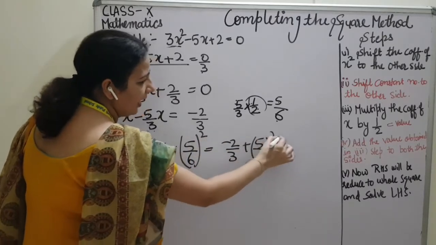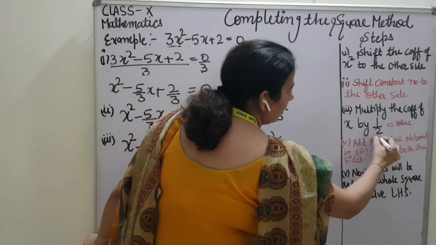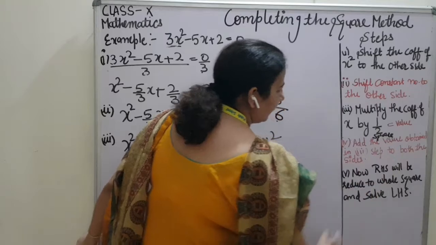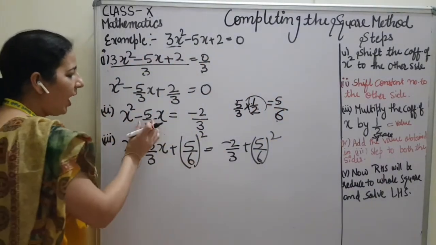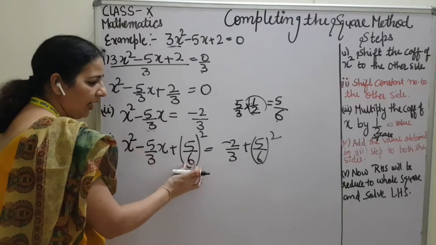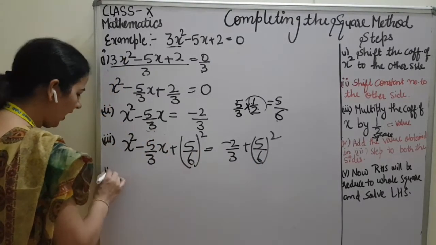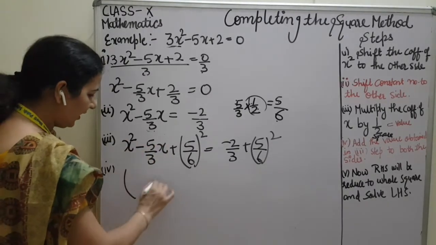What have we written here? Add the square of the value obtained in step number 3. So आपको क्या करना है? इसका हाफ करेंगे and add the whole square both sides. जैसे ही आपने हाफ किया, because we are manipulating the answer, so how will we write it as a whole square?